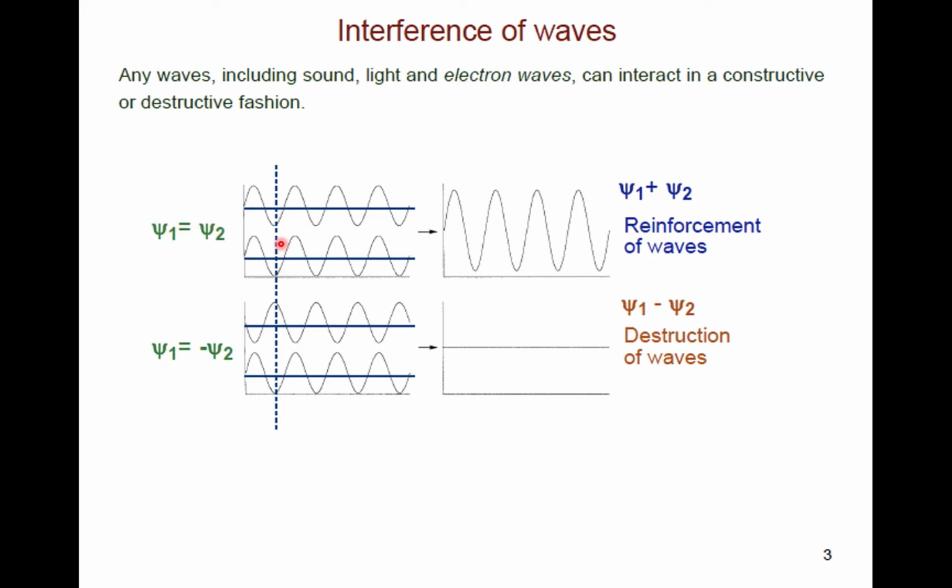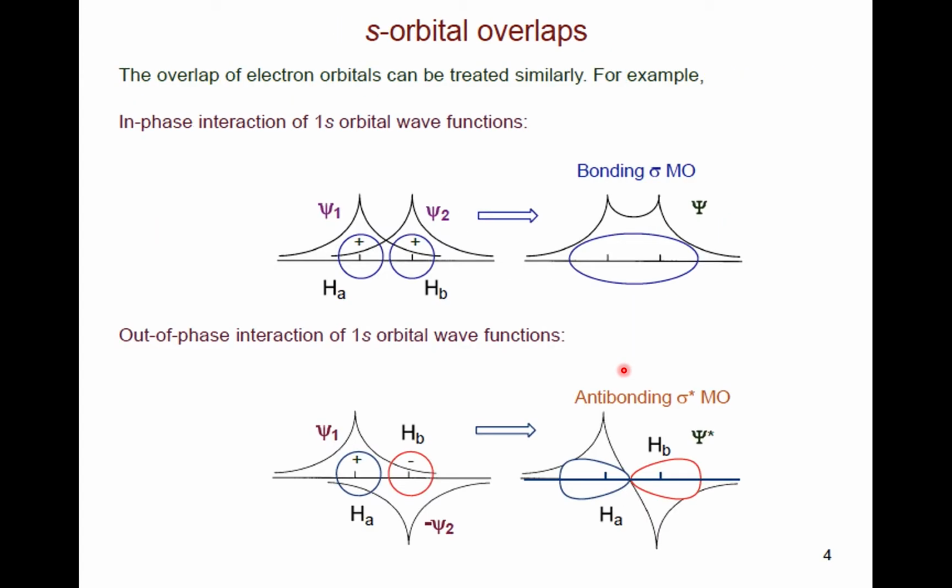If they interact with perfect constructive interference, then the high points of the waves add together to make points that are even higher at the end, and the low points add together to make points that are even lower at the end. Whereas if two identical waves interact with one another in a perfectly destructive way, they wipe each other out. This is going to be a good analogy for us when we talk about atomic orbitals interacting with one another in order to form molecular orbitals.